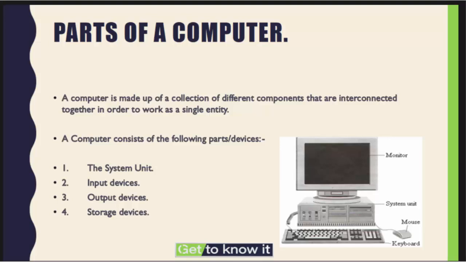A computer consists of the following parts. We have the system unit, the input devices, the output devices, and the storage devices. We will start with the system unit and understand what it is, and then we will move on to input, then output, and finally storage devices. The system unit is usually just the casing that houses the electronic components, such as the brain of the computer. The brain of the computer is usually the CPU, that is the central processing unit, and storage devices, among other devices.